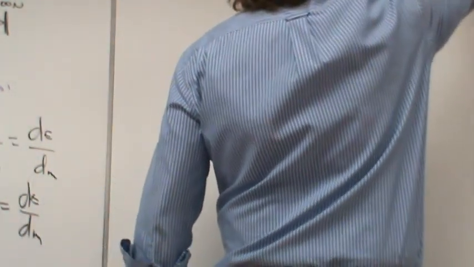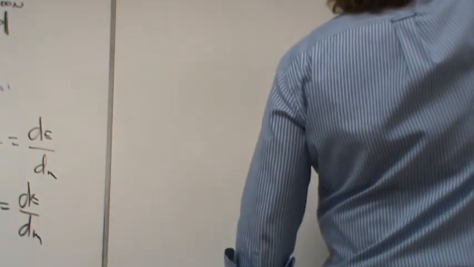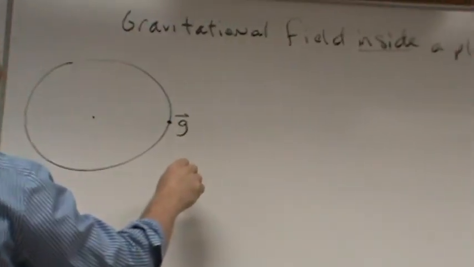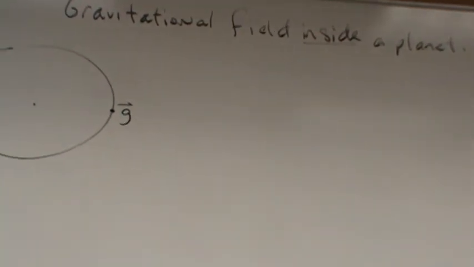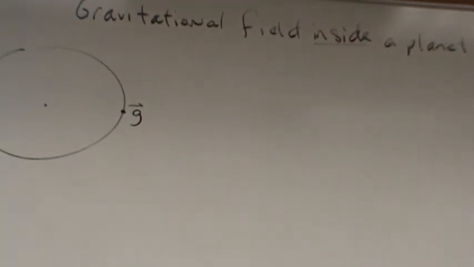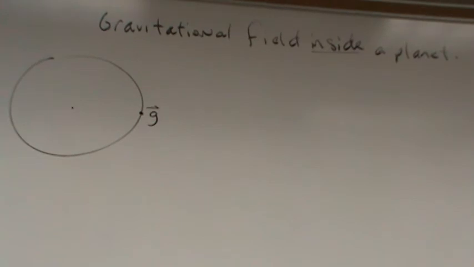Gravitational field inside a planet. Okay, so here's my planet, and we know the gravitational field right here is g. I'm going to designate g to be the gravitational field at the surface of the planet.